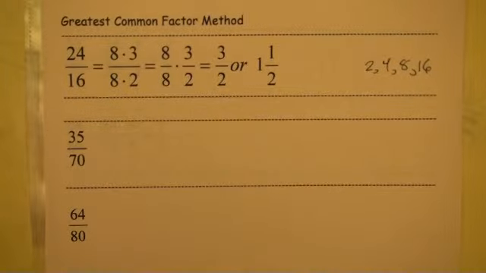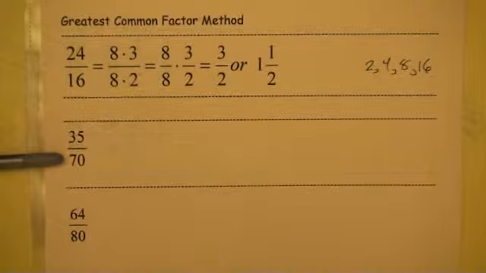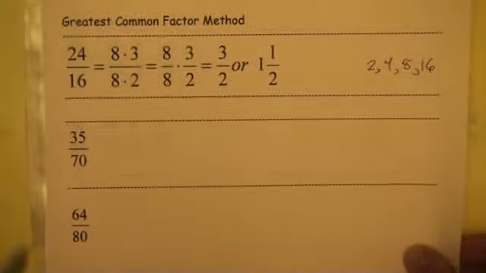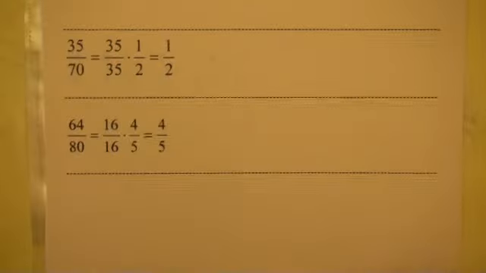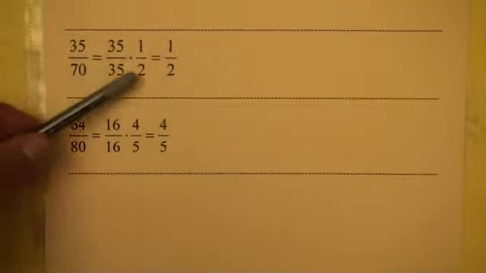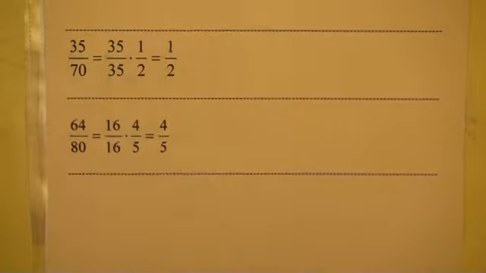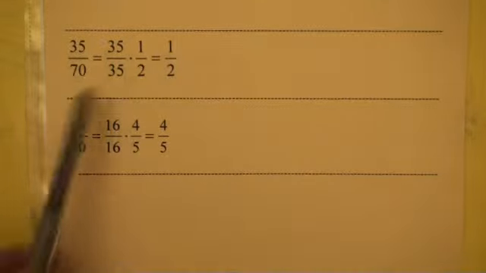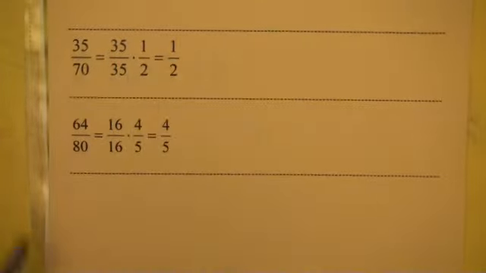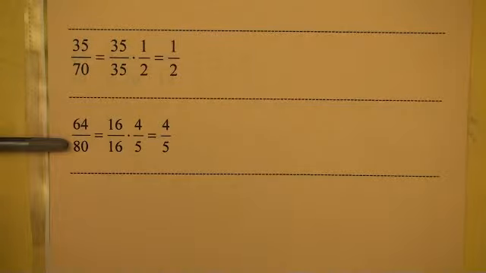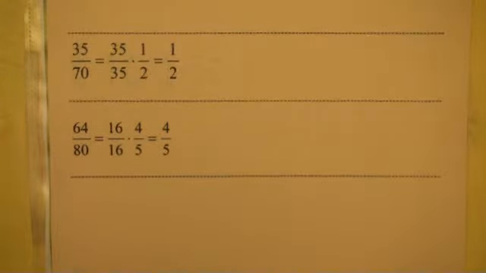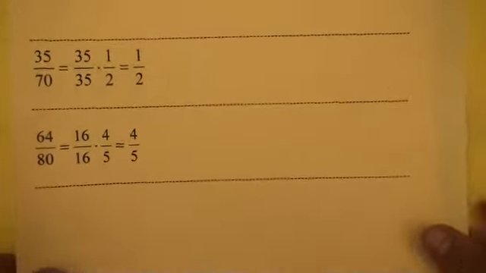35 over 70. We could do the prime factorization idea, but we're going to use the greatest common factor method instead because it's obviously easy. 35 times 1 and then 35 times 2, so therefore you reduce 35 over itself to become 1. 1 times 1/2 is 1/2. Okay? We could use 16 to reduce the 64 and 80. 64 is just simply 16 times 4. 80 is just 16 times 5. Cancel the 16s to get 4/5.